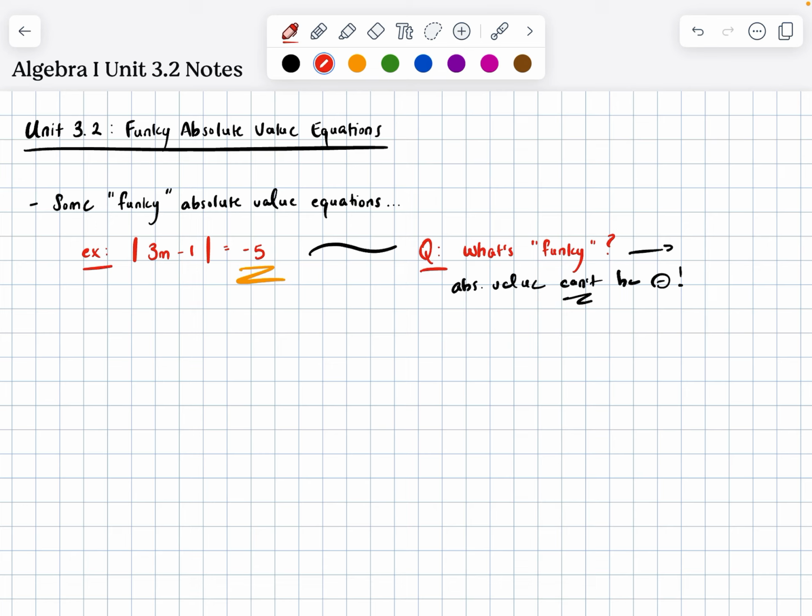Well, if I've got a statement here like this, I know that absolute value can't be negative. Nothing can make absolute value a negative. This is false. And because this is a fundamentally false statement, nothing can make it true. This equation would have no solution. So I'd say this is a no solution case.